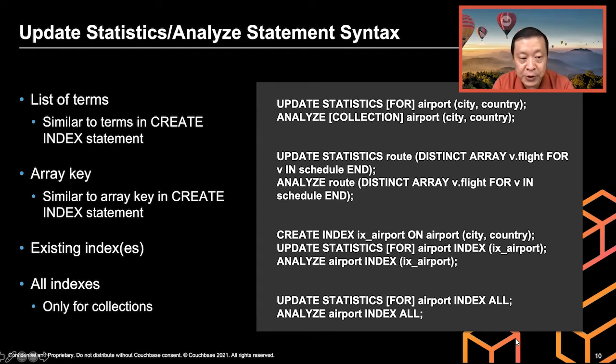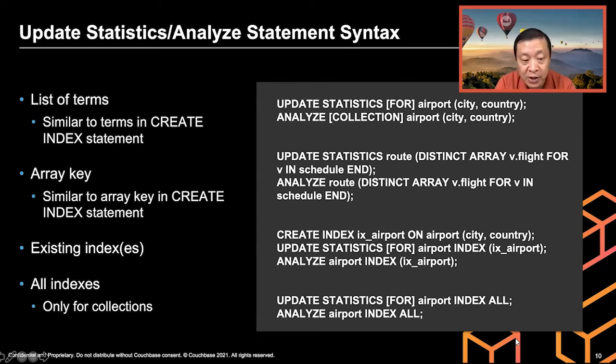The third way of using this is if you already have indexes created. In the third example on the right-hand side, you see a create index statement on airport, on city and country. Once that index is created, you can issue update statistics for airport and then specify the keyword INDEX, followed by parentheses with one or more index names inside the parentheses. When you do that, we'll gather up all the index keys and then perform update statistics on all the individual index keys.